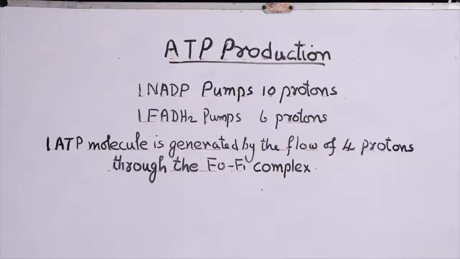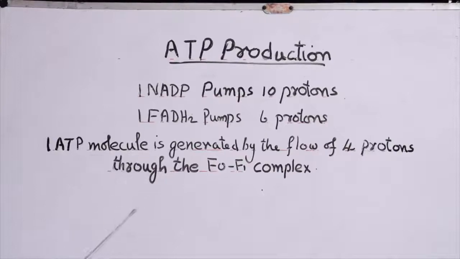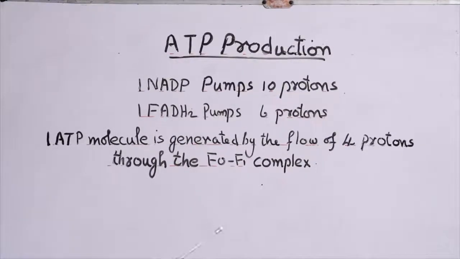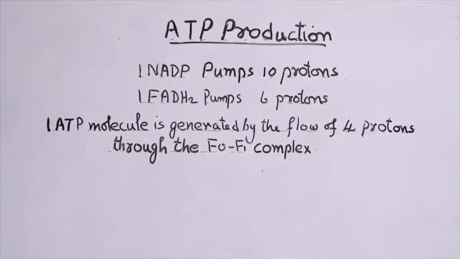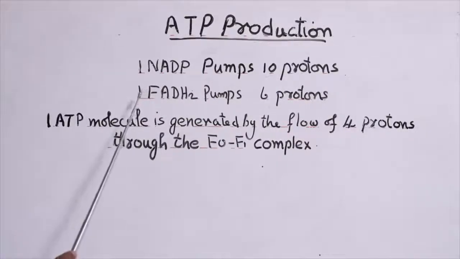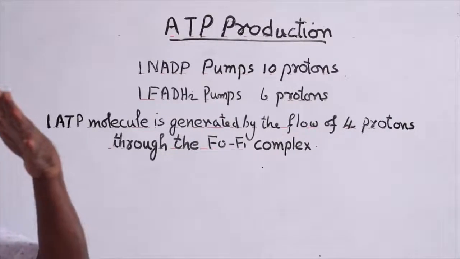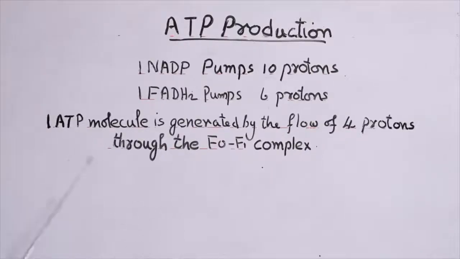Now we can calculate how many protons are pumped into the intermembrane space by the oxidation of the coenzyme. See, one NADH by its oxidation pumps 10 protons into the intermembrane space from the matrix, and oxidation of one FADH2 pumps 6 protons into the intermembrane space. Then, as I told you, from the intermembrane space through the elementary particle, these protons should reach the matrix. There, one ATP molecule is generated by the flow of 4 protons through the F0 F1 complex.